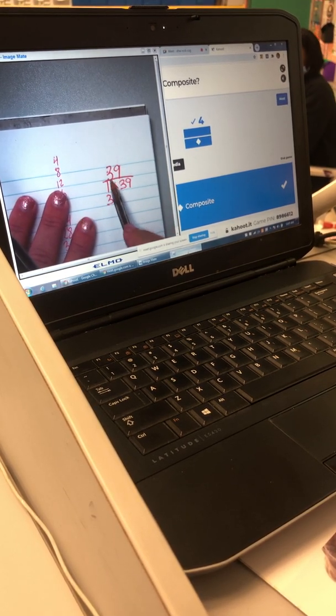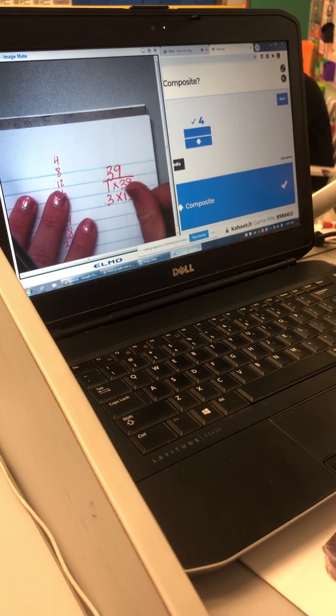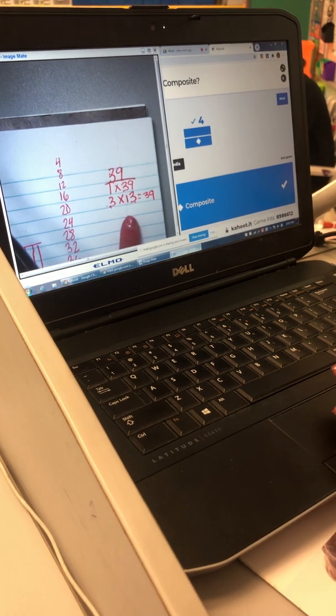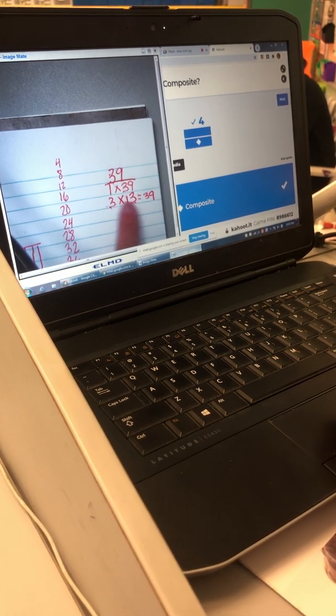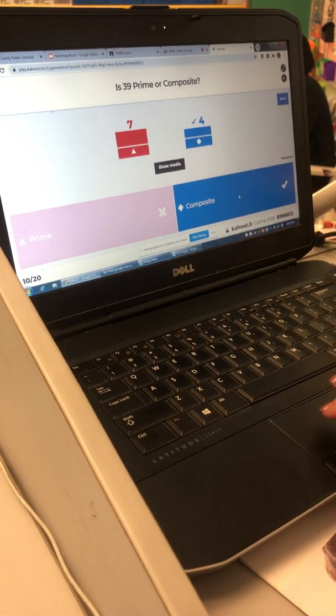Well, we know 3 times 10 is 30. 3 times 11 is 33. 3 times 12 is 36. 3 times 13 is 39. Because 3 times 3 is 9, 3 times 1 is 3, so that would be 39. So it has more than one factor. It has 1 and 39 and 3 and 13. So it is a composite number.